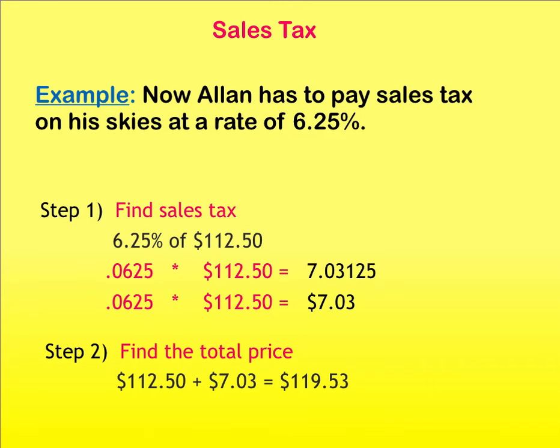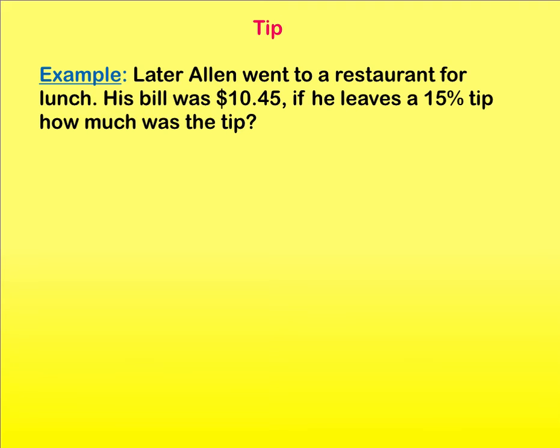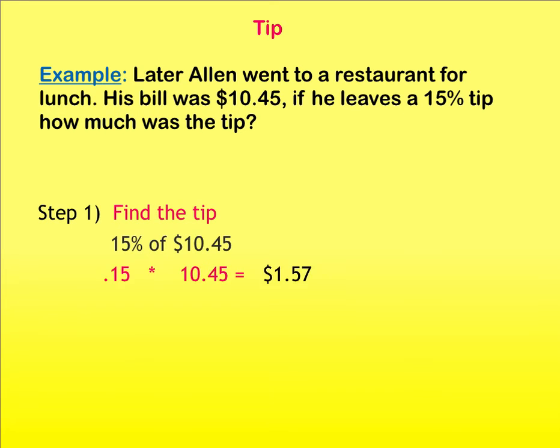Let's do another one. Later, Alan went to a restaurant for lunch. His bill was $10.45. If he leaves a 15% tip, how much was the tip? So just like the sales tax, tip is added. We multiply 15% to $10.45. So we write our percent as a decimal, 0.15, multiply it to the 10.45, and we find out that the tip is $1.57.